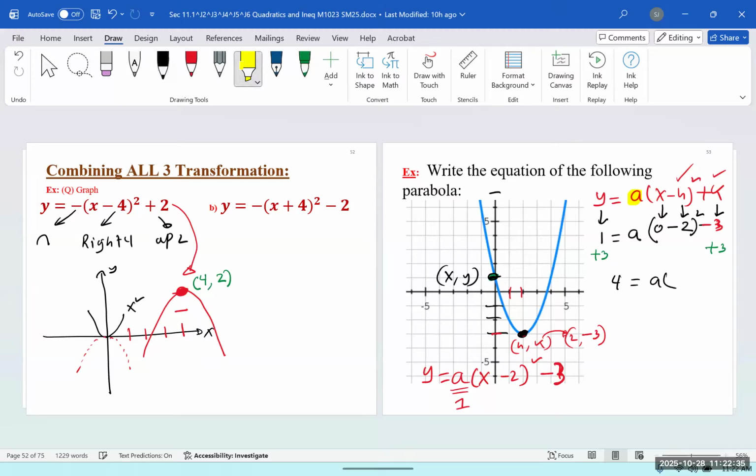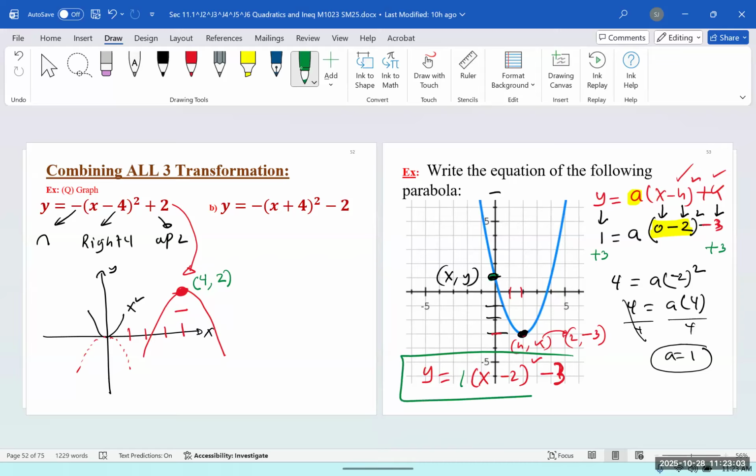So we have the inside. How much do we get from the inside? Negative 2. So we have 4 equals a times 4, divided by 4, a equals 1. So here you just replace your a with an invisible 1. But again, in the exam, you have to find your a. It will not be 1.